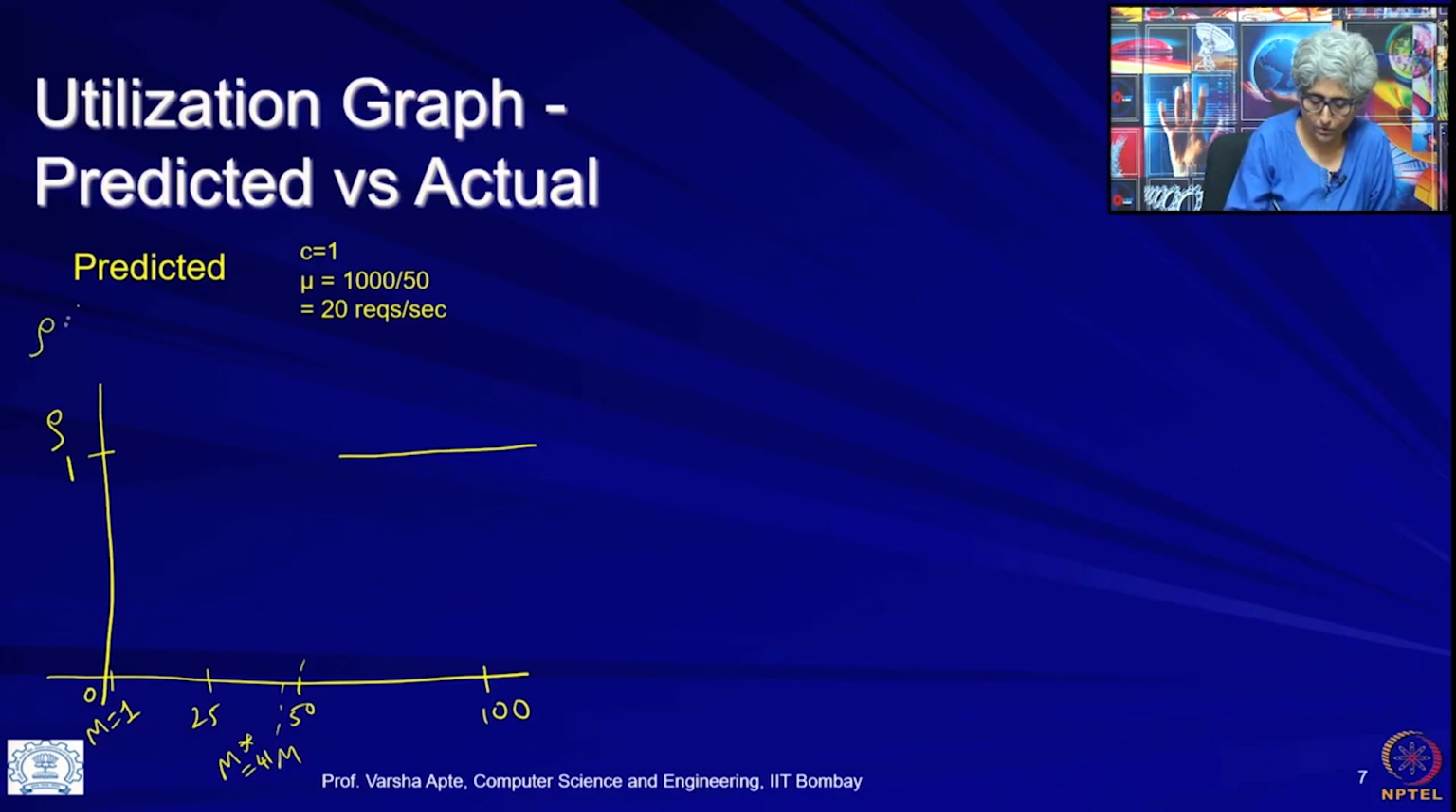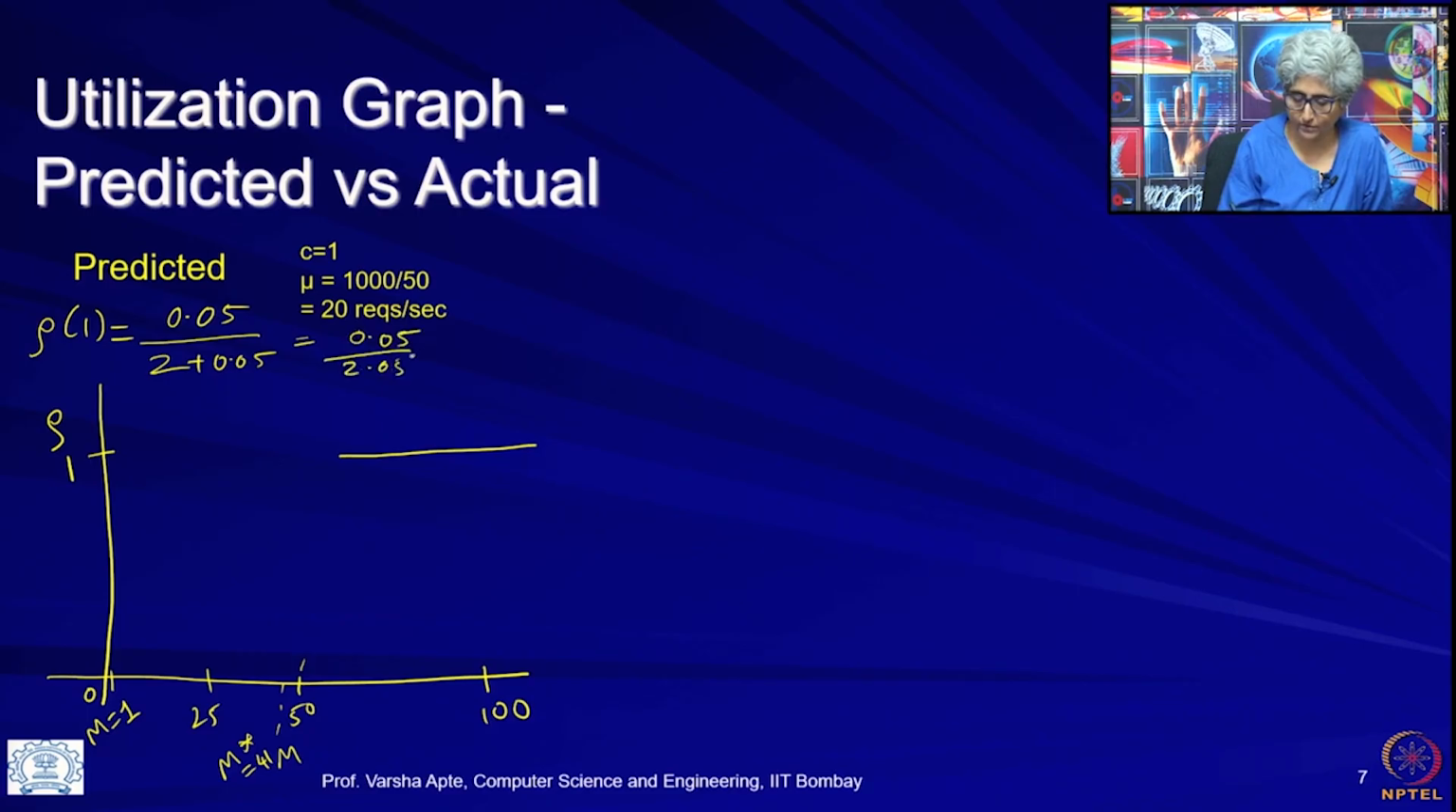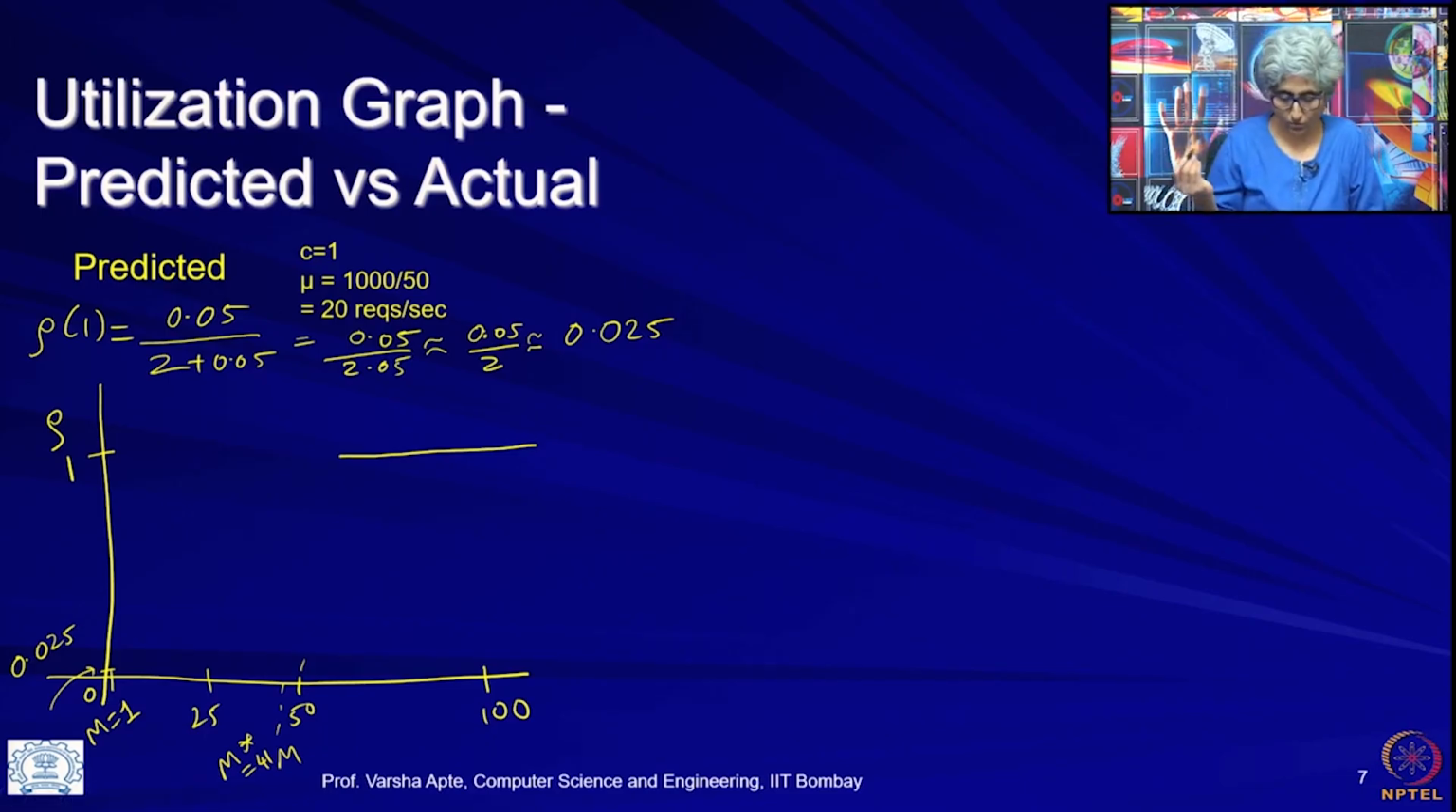So rho at 1 is basically 0.05 divided by 2 plus 0.05. This is basically 0.05 divided by 2.05, which is going to be very close to 0.05 divided by 2. So, let us just do that calculation. This is 0.025, close to that, right. So, that is our estimate here for m equal to 1, 0.025. In reality it might be turning out to be almost 0.